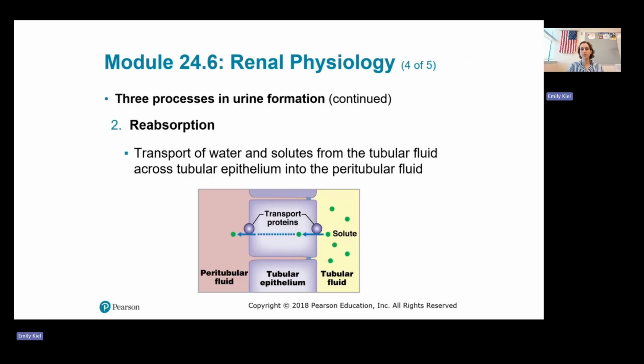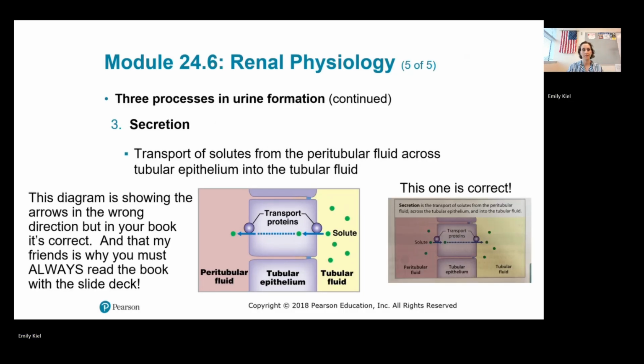We've got resorption. This is transport of water and solutes from the tubular fluid across the tubular epithelium and then into the peritubular fluid. So not directly back into the vessels, but into the fluid around the tubules. And it's going to use a transport protein like we see here. This occurs when there's things we don't want to lose. We want to have a way to kind of quality control and pull back the things that we really don't want to lose. And then from that peritubular fluid, they can return to the blood supply if they're needed. And notice we've got a big note. The diagram is showing the arrows in the wrong way.